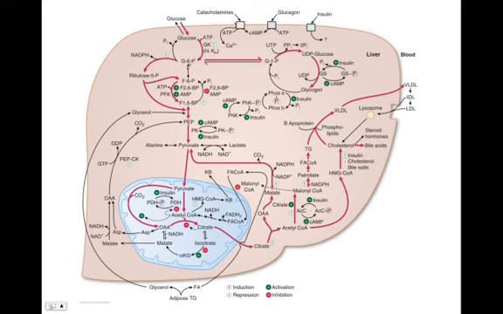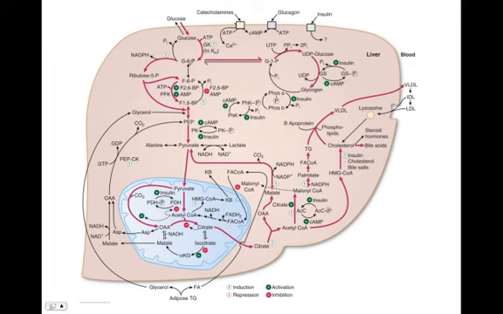From here, glucose 6-phosphate can be used in the pentose pathway by glucose 6-phosphate dehydrogenase to generate NADPH and ribulose 5-phosphate. Alternatively, glucose 6-phosphate can be used to synthesize glycogen, and our regulatory enzyme here is glycogen synthase, which is active and dephosphorylated.